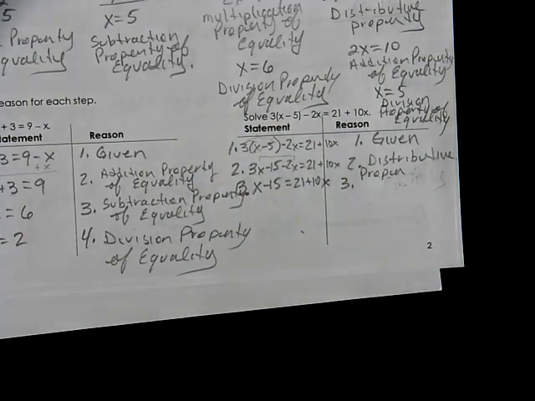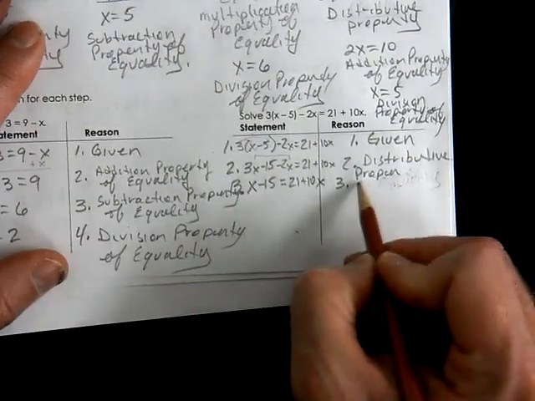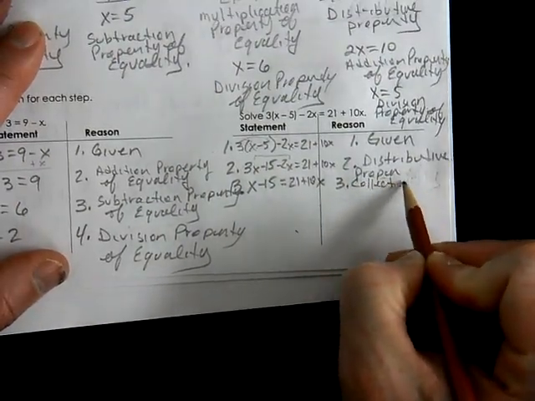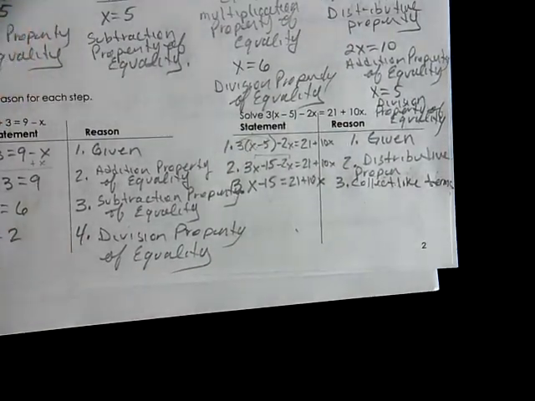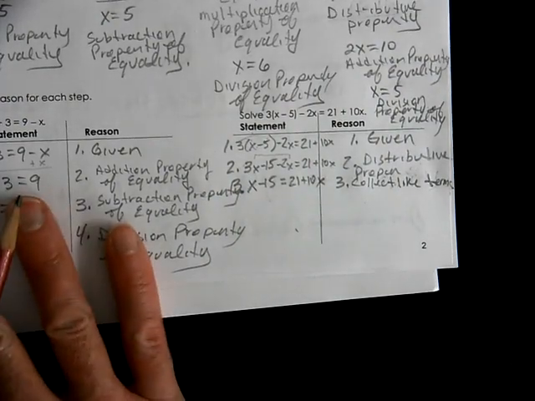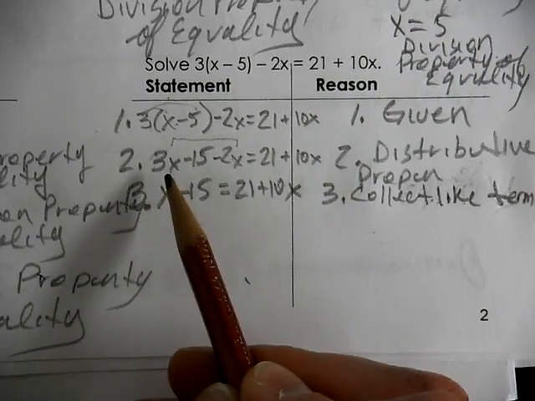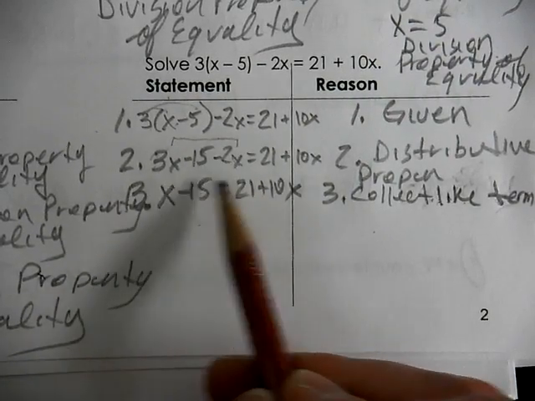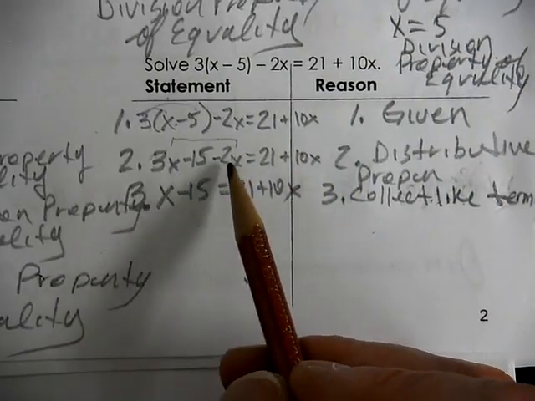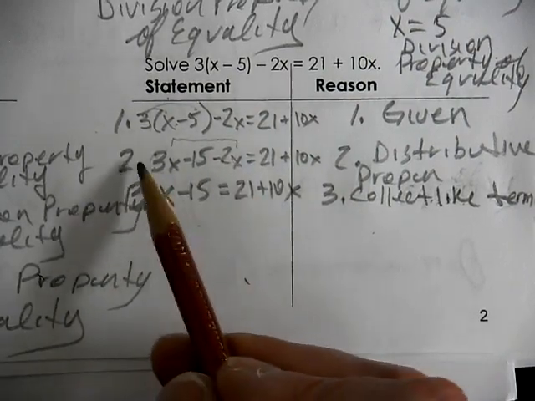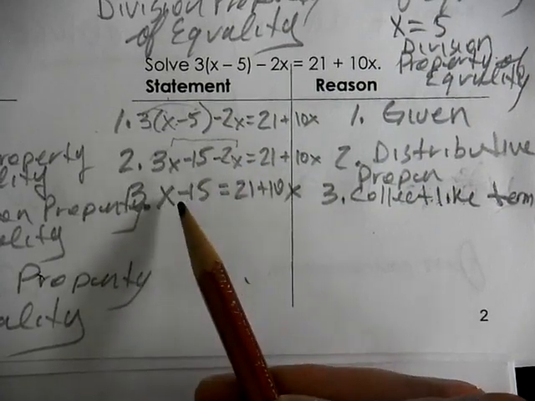And what that's going to be called is what we exactly just did. We collected like terms. Collect like terms. Don't mistakenly call that addition property, because we're not adding anything. We're not even subtracting anything. We're grouping these numbers together. This was positive 3x's. This was negative 2x's. Together they create 1x.